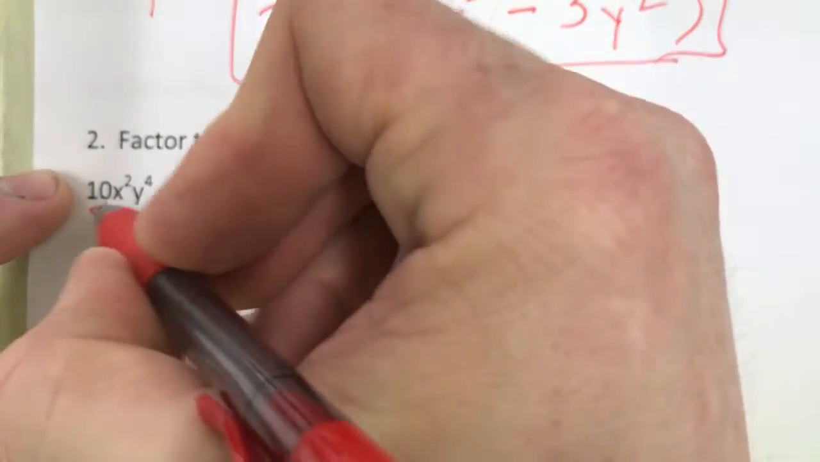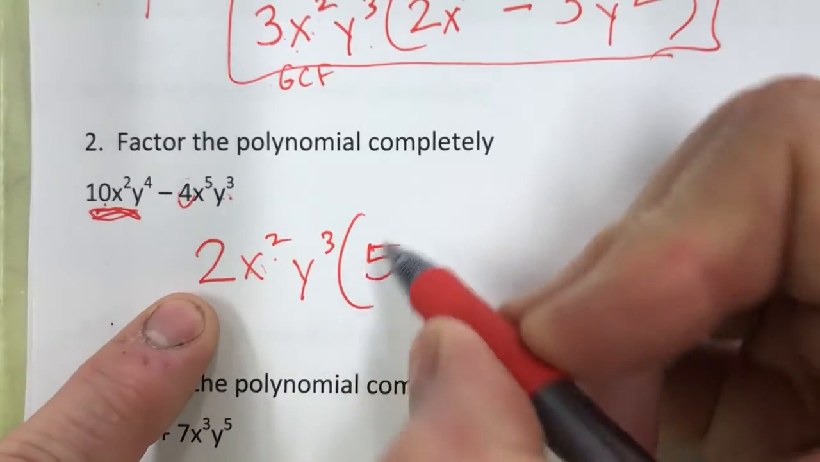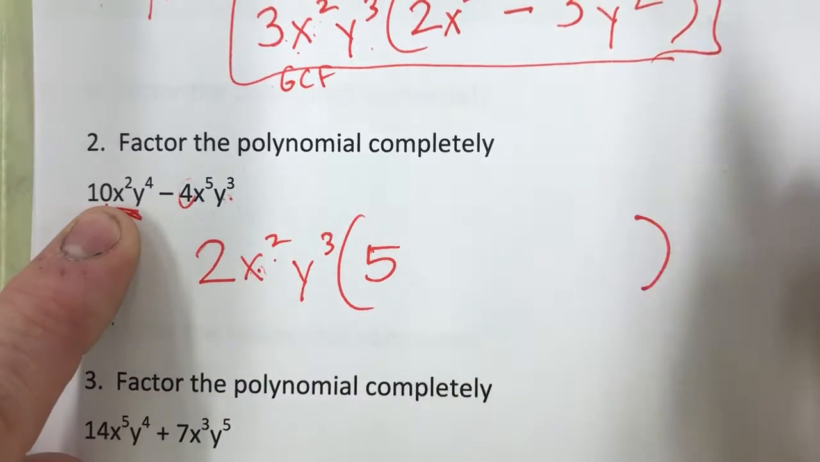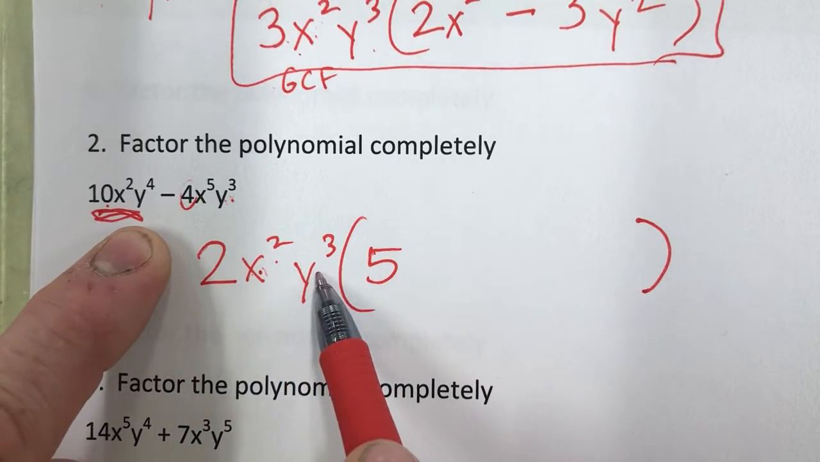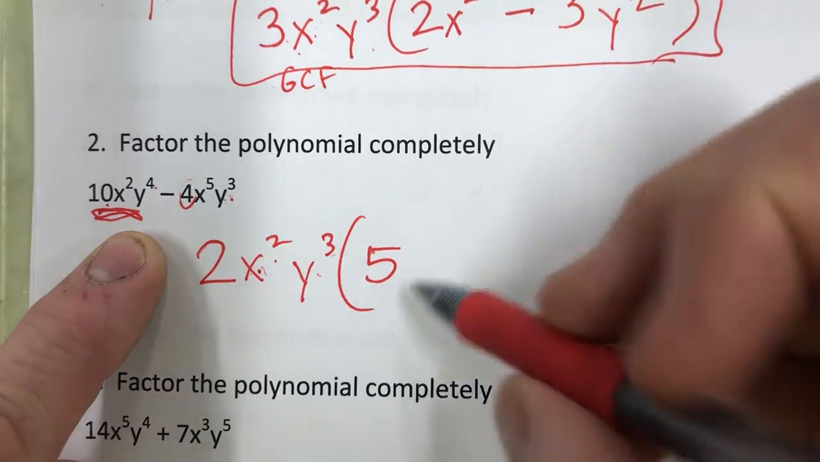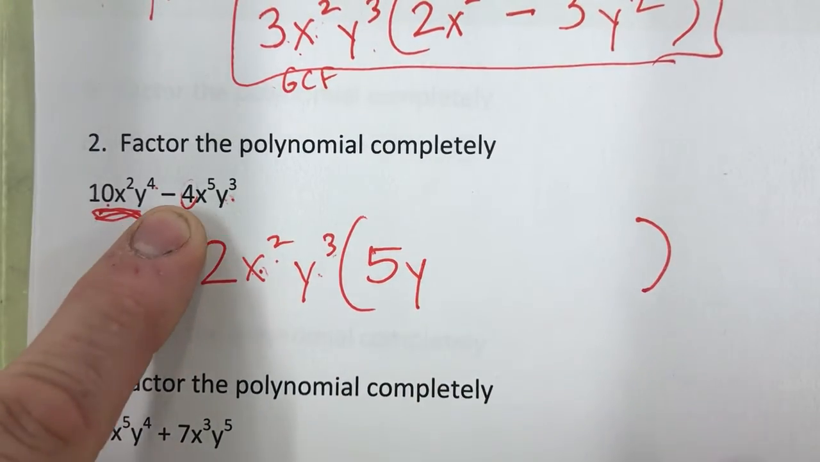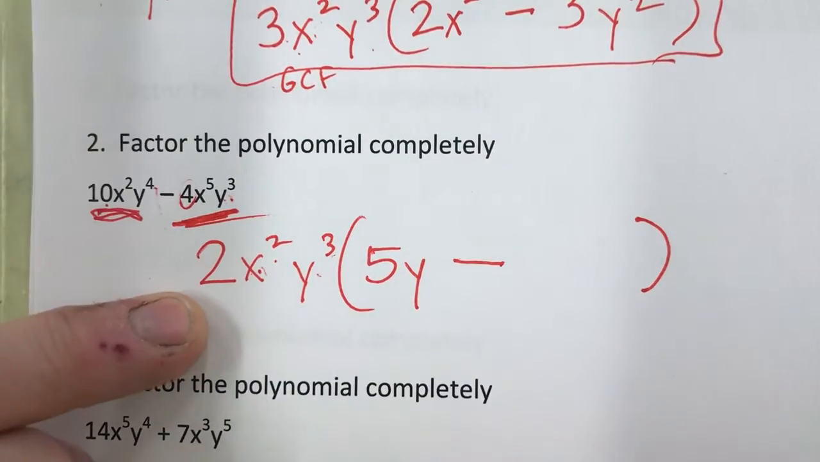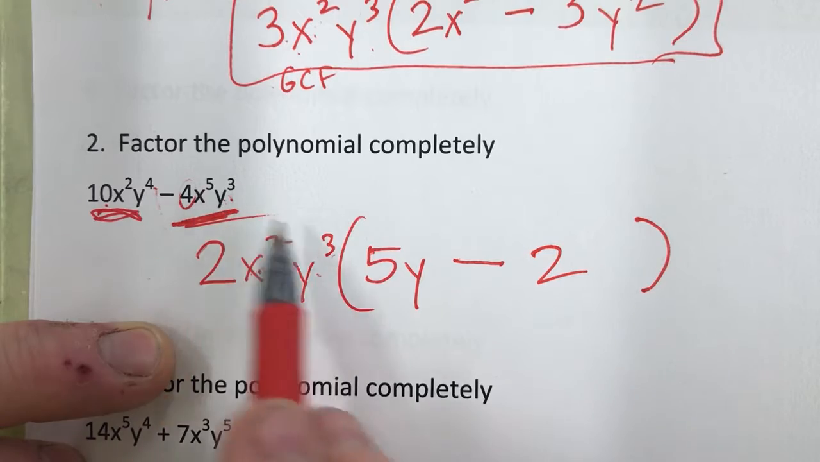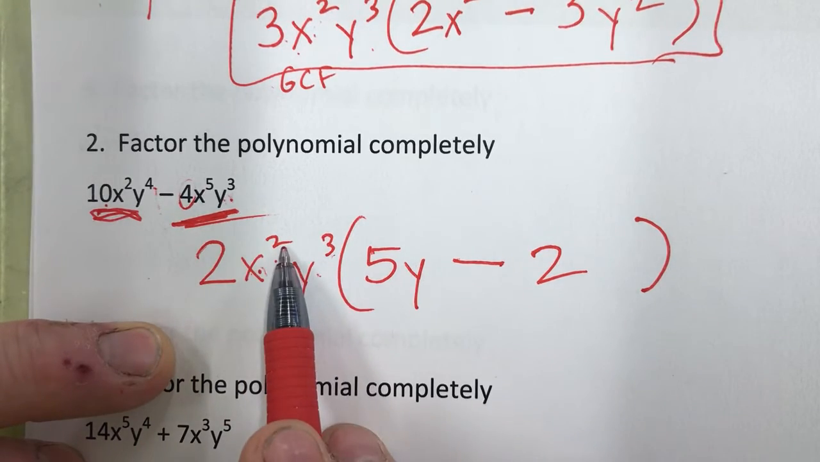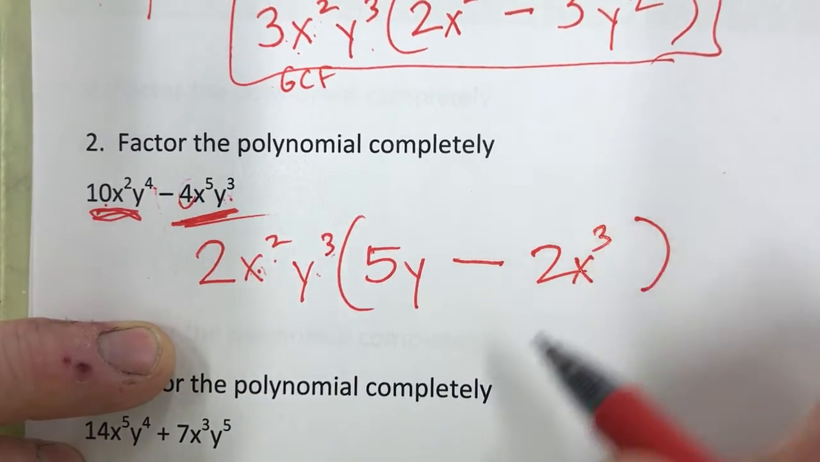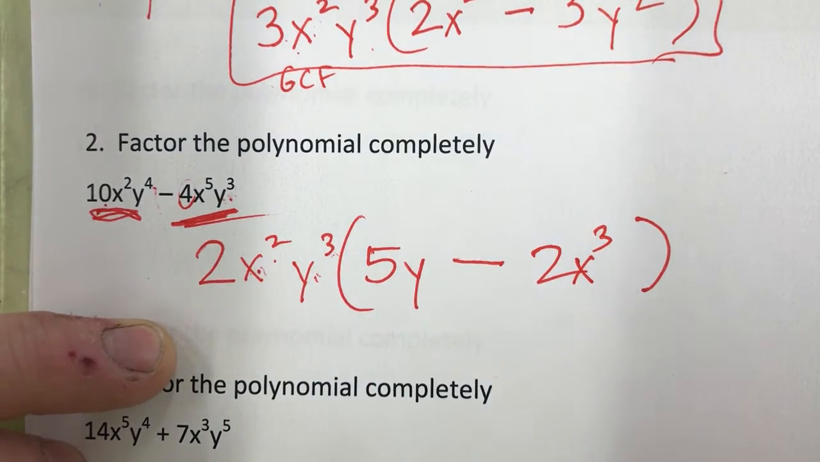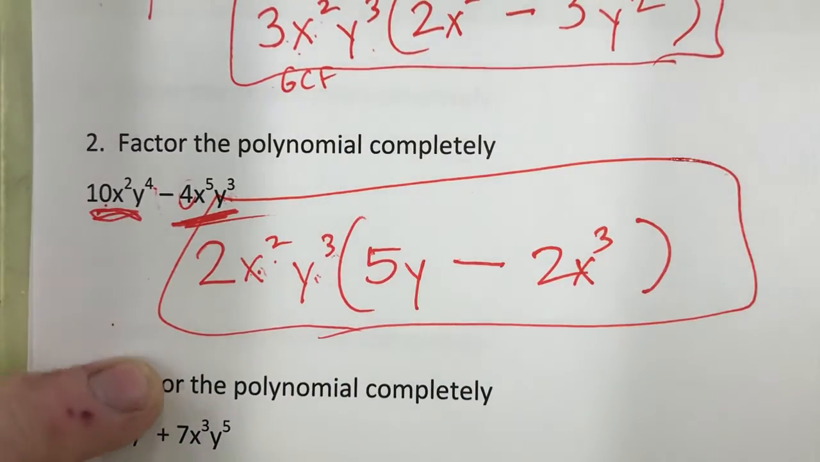10 in this first term, 10 divided by 2 is 5. When I divide my x's, x squared divided by x squared, 2 minus 2 is 0, so it goes away. Y to the 4 divided by y to the 3, 4 minus 3 is 1, so I got y to the 1 left over. Then I've got a minus here. Now I do the second term here. 4 divided by 2 is 2. I got x to the 5, I'm dividing out x squared, so 5 minus 2 would be 3. It'd be x cubed. I'm going to do my y's, y to the third divided by y to the third. Well, 3 minus 3 is 0, and it just cancels out. And so there's my answer right there.